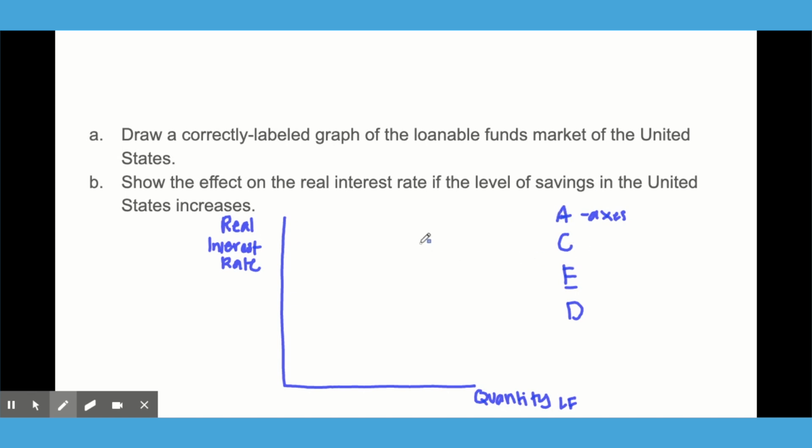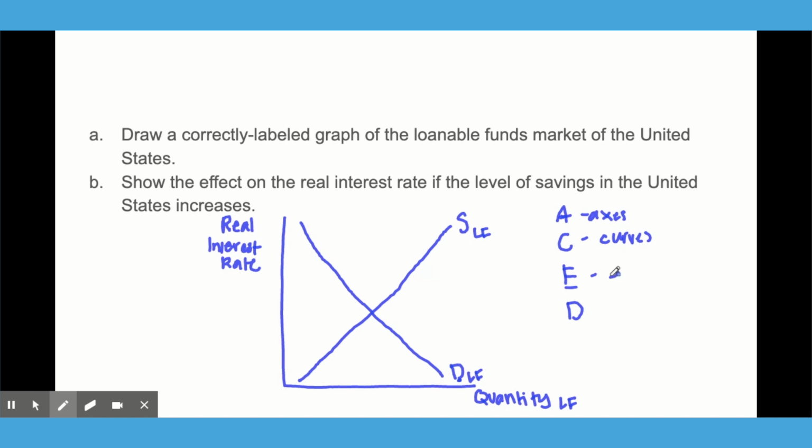The C stands for curves. So the loanable funds market has two curves, a downward sloping demand curve and an upward sloping supply curve. And these need to be labeled. And again, they need to be as specific as possible. It's just not enough to write D and S. So we'll start there, but let's make this specific to this graph. So we'll do demand for LF, standing for loanable funds, and supply LF, also standing for loanable funds. So the C is curves.